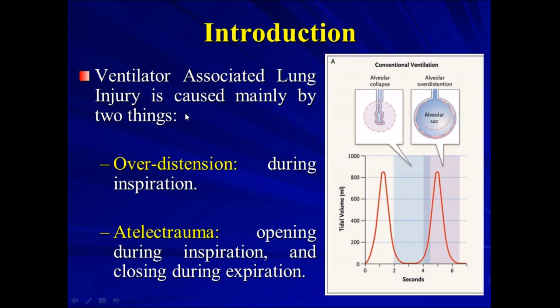Again, ventilator associated lung injury is caused mainly by two things: overdistension, that's during inspiration, with maximum very high tidal volume, and atelectrauma, opening and closing, opening during inspiration and closing during expiration, that will cause shearing stress, increasing the stress. Maybe we cover it in another presentation. That will be prevented by applying PEEP. So very low tidal volume and very high tidal volume can both injure lungs.